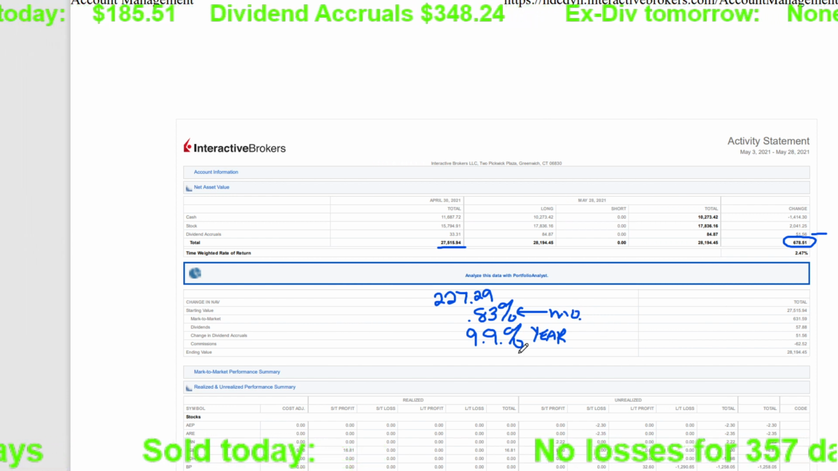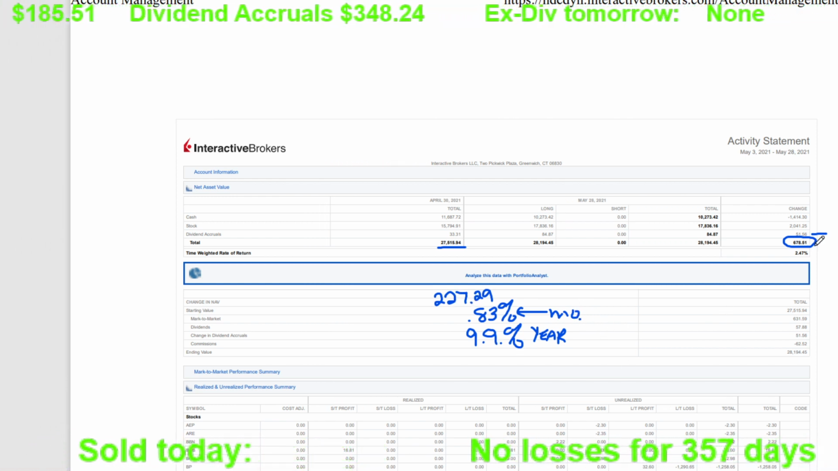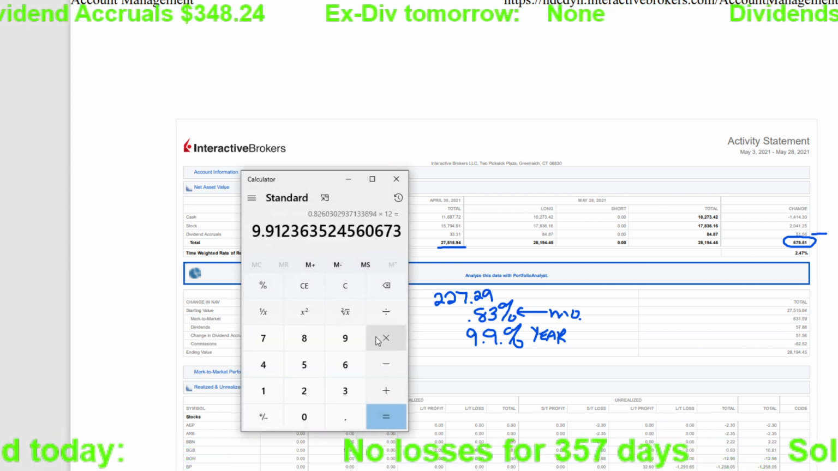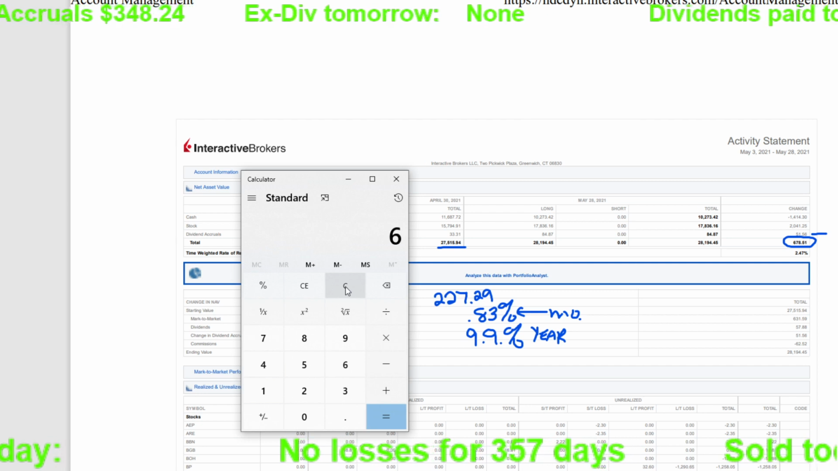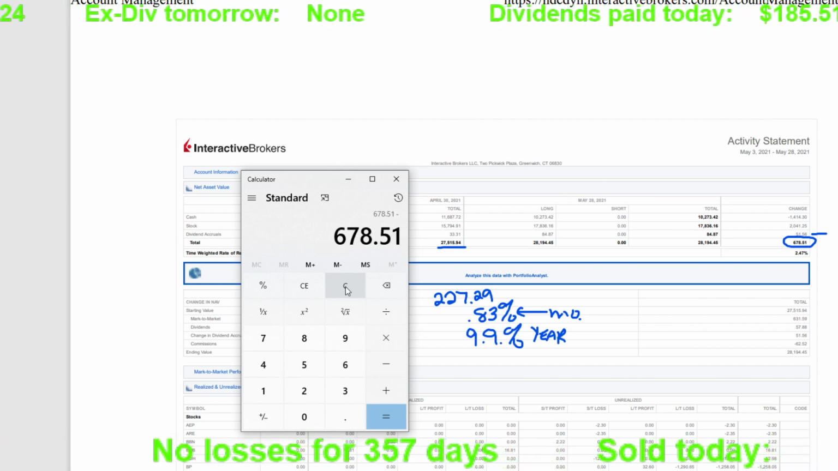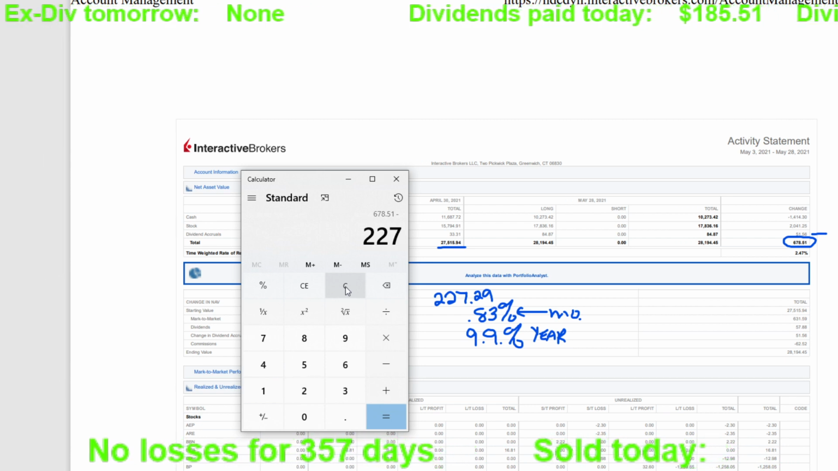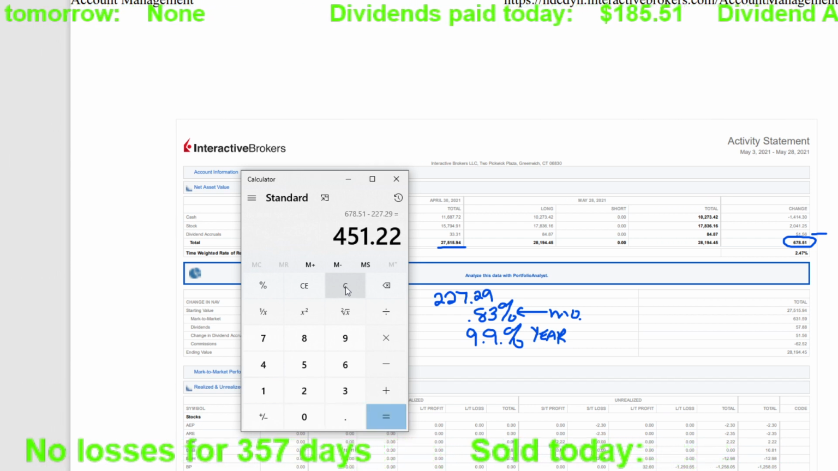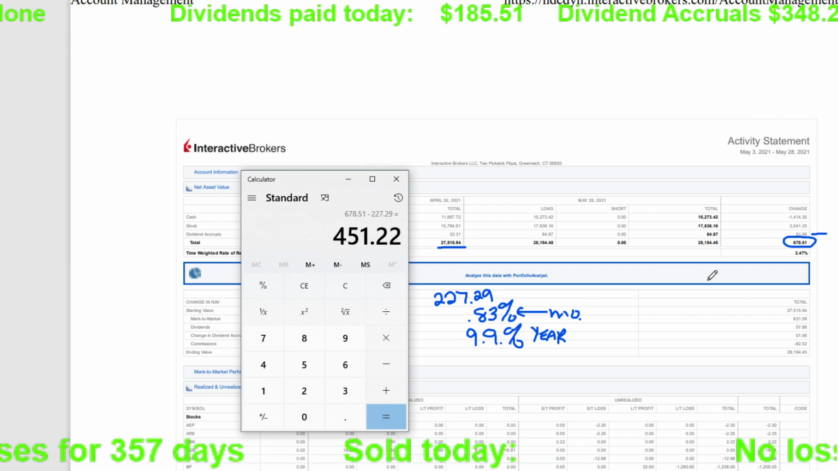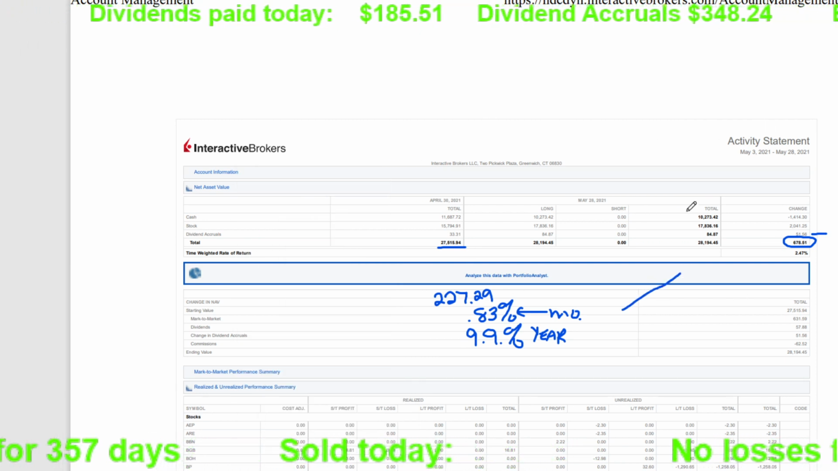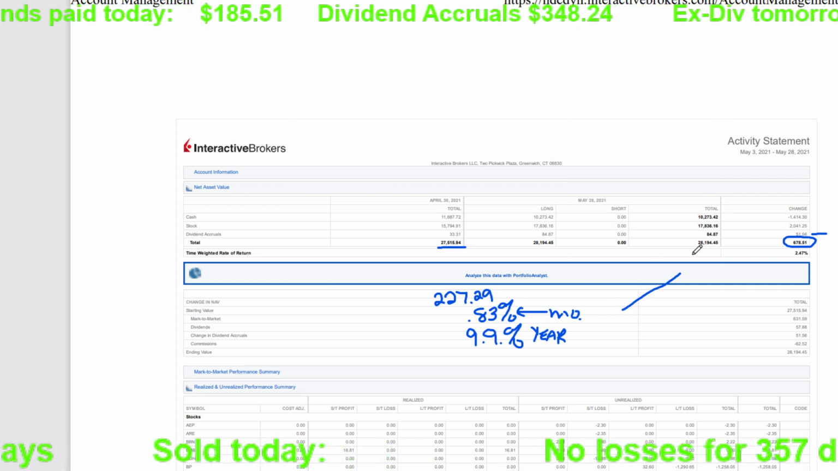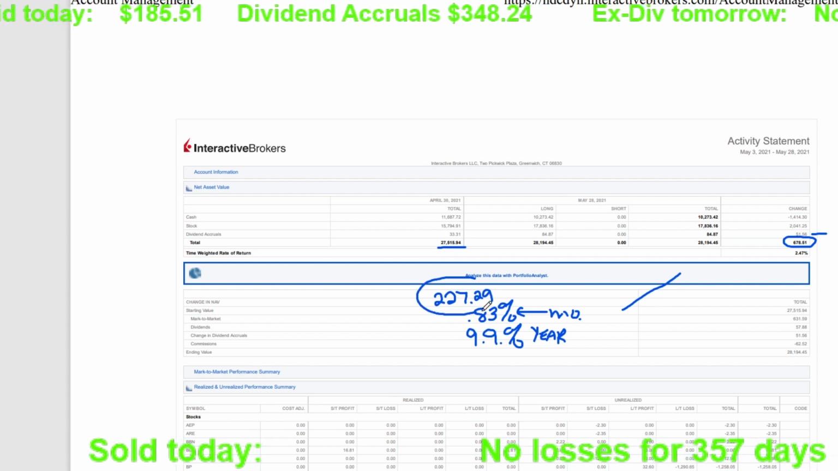All right, this is what confuses people, right? Because of this entire amount, that's 678.51, if we subtract 227.29, we come up with 451.22. That's a gain, right? That's how much your overall portfolio gained, but is unrealized. This is an actual realized gain.